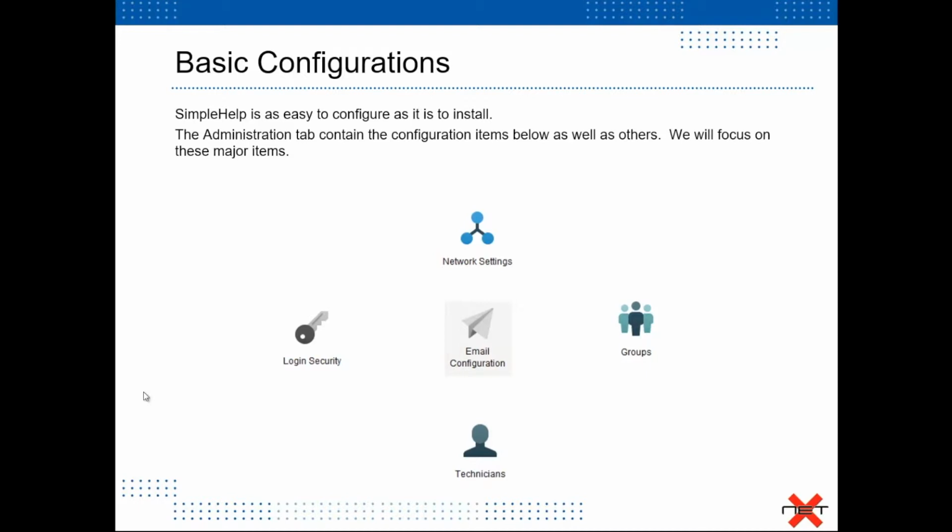So that is the basic installation of the SimpleHelp server. Now we'll go through some basic configuration options. These are the main options just to get you up and running. In the guides, there are some more advanced configurations you may want to consider. But again, the purpose of this tutorial is to ensure that you have your system installed and have the major components of the SimpleHelp server configured as per your requirements. So we'll focus on the major items that we see here on the screen.